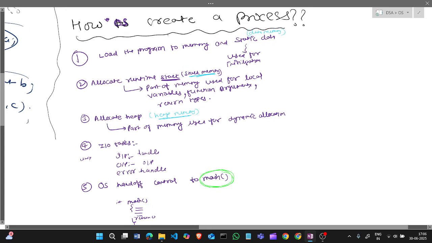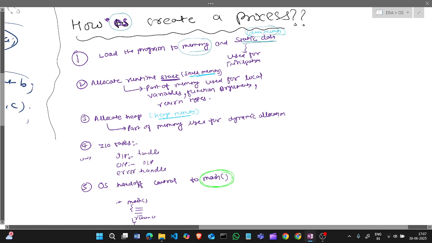How the processes are created by the operating system. Okay. So load the program to main memory and static data. So we store the program into the memory, and static data memory is used to initialize the variables. So we bring the program into the main memory and specifically static data into the data memory.